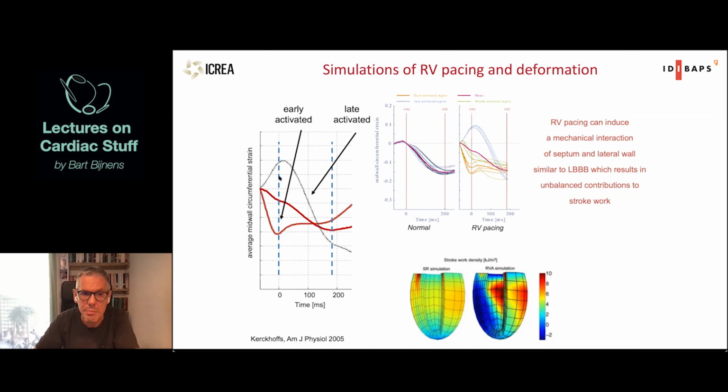What now happens is that part of the tissue will first fast contract, stretching the other, and then the other one is contracting while again stretching this. And when we now look at the work that has effectively contributed to the ejection, we see that while in normal hearts all the segments contribute, in left bundle branch block the septum is not contributing to the ejection at all, and the lateral wall has to do everything.